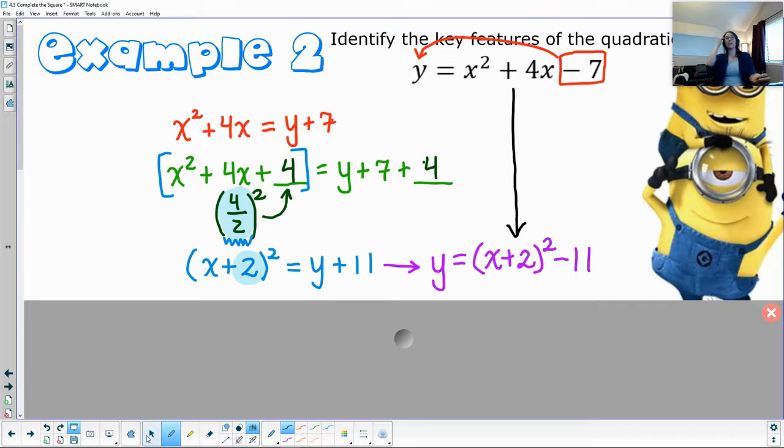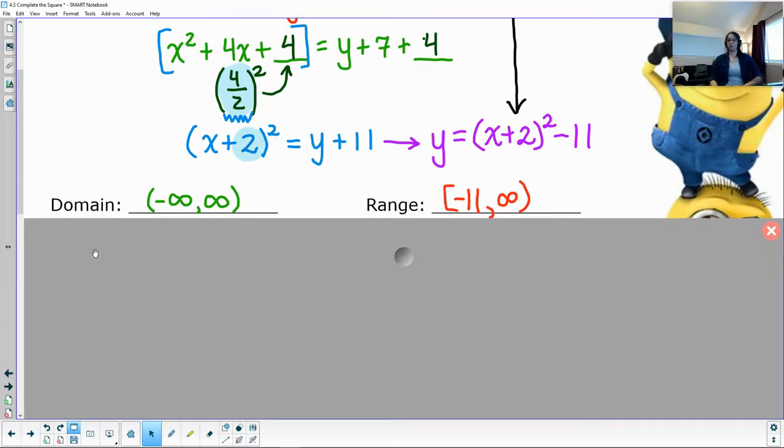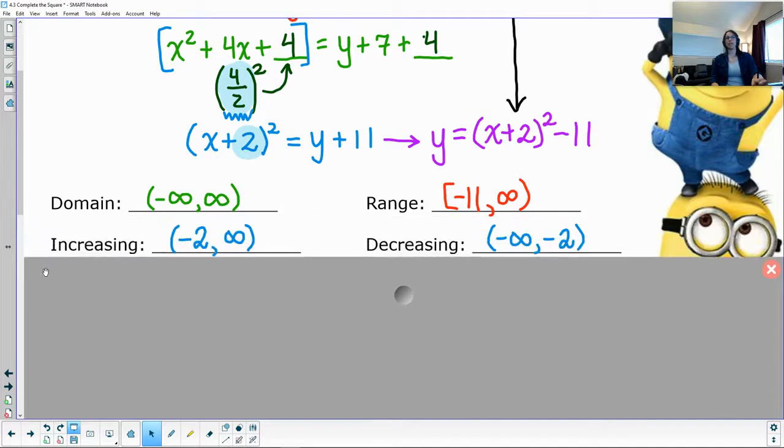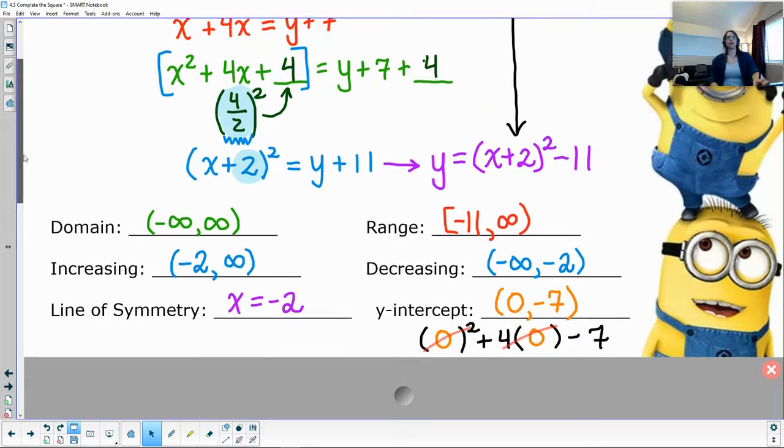So now find all the key features. Here we have domain is all real numbers, range, negative 11 up to infinity. You can always do a sketch if you'd like to see these in action. Increasing from negative 2 to infinity, decreasing on the other side. And then you have the line of symmetry and the y-intercept. And here's how I found that y-intercept.